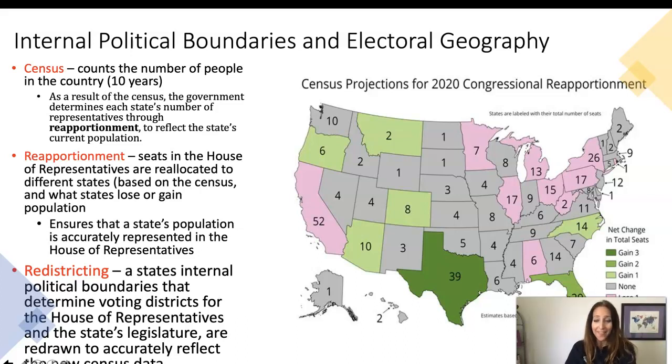But then there's redistricting and gerrymandering, which all goes back to the census and reapportionment. So after the census is used to count the entire population, and they figure out how many people are going to be in the House of Representatives based on the population of the state, then every 10 years they also get to redraw voting districts within the states.